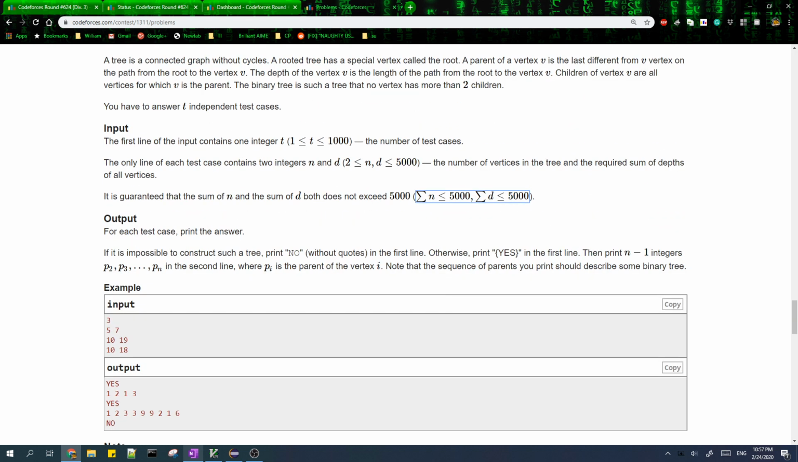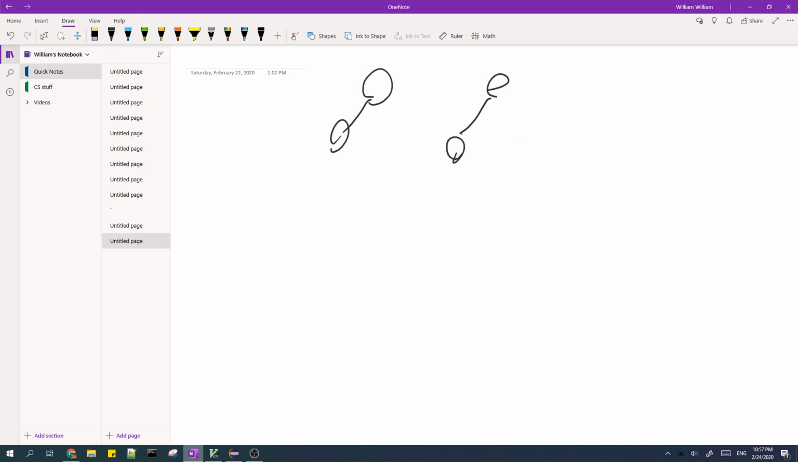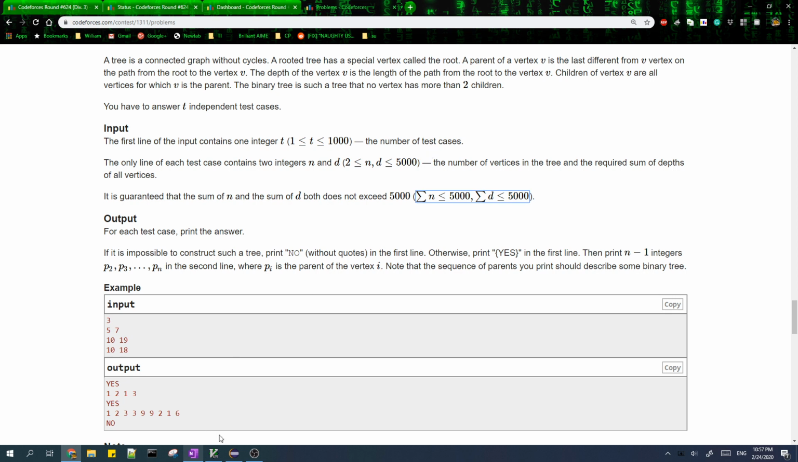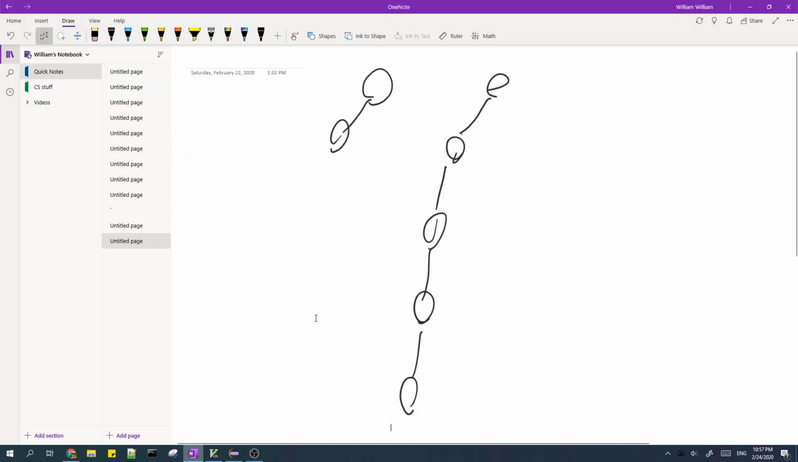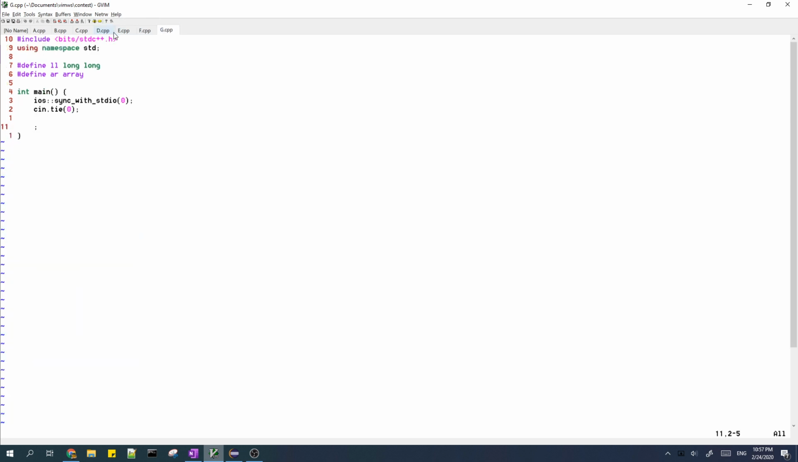Oh wait, you're given n as well. Okay, so what you do is you start like this, I guess, and then you continuously move the last vertex upwards. So how do I implement this?